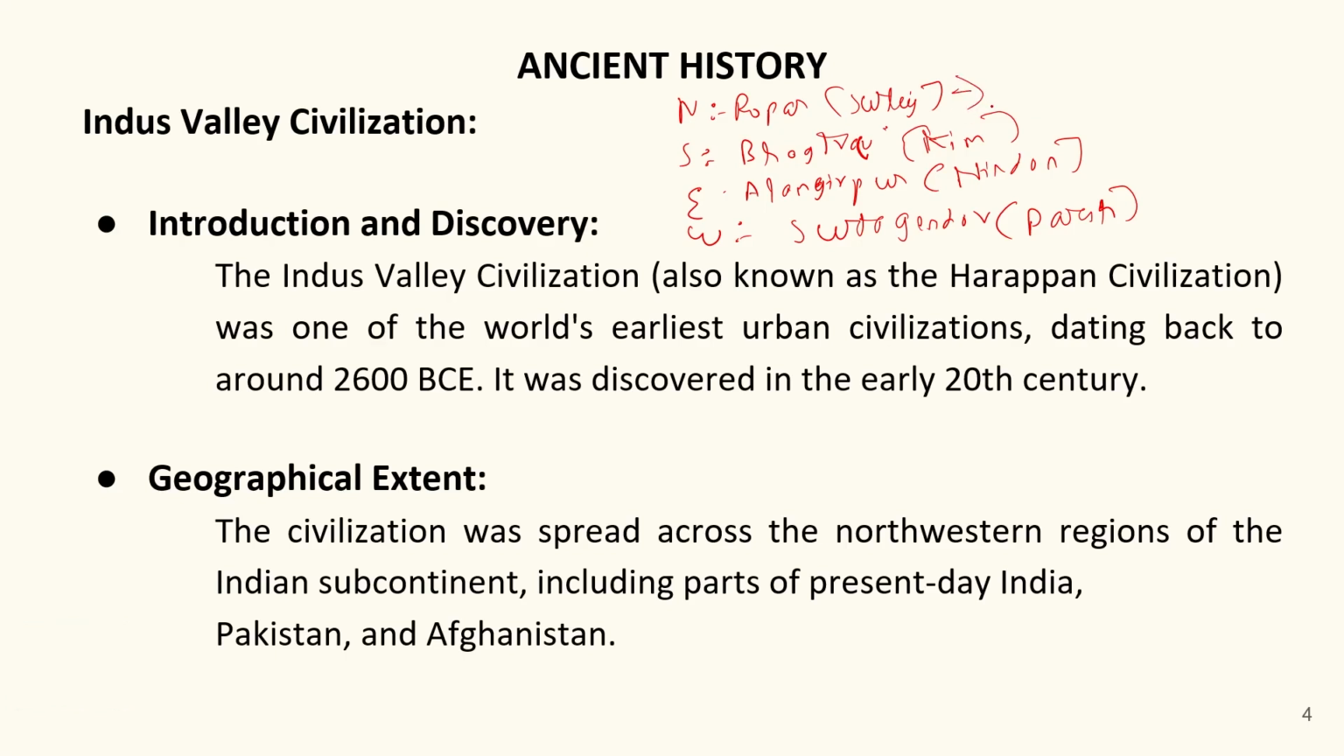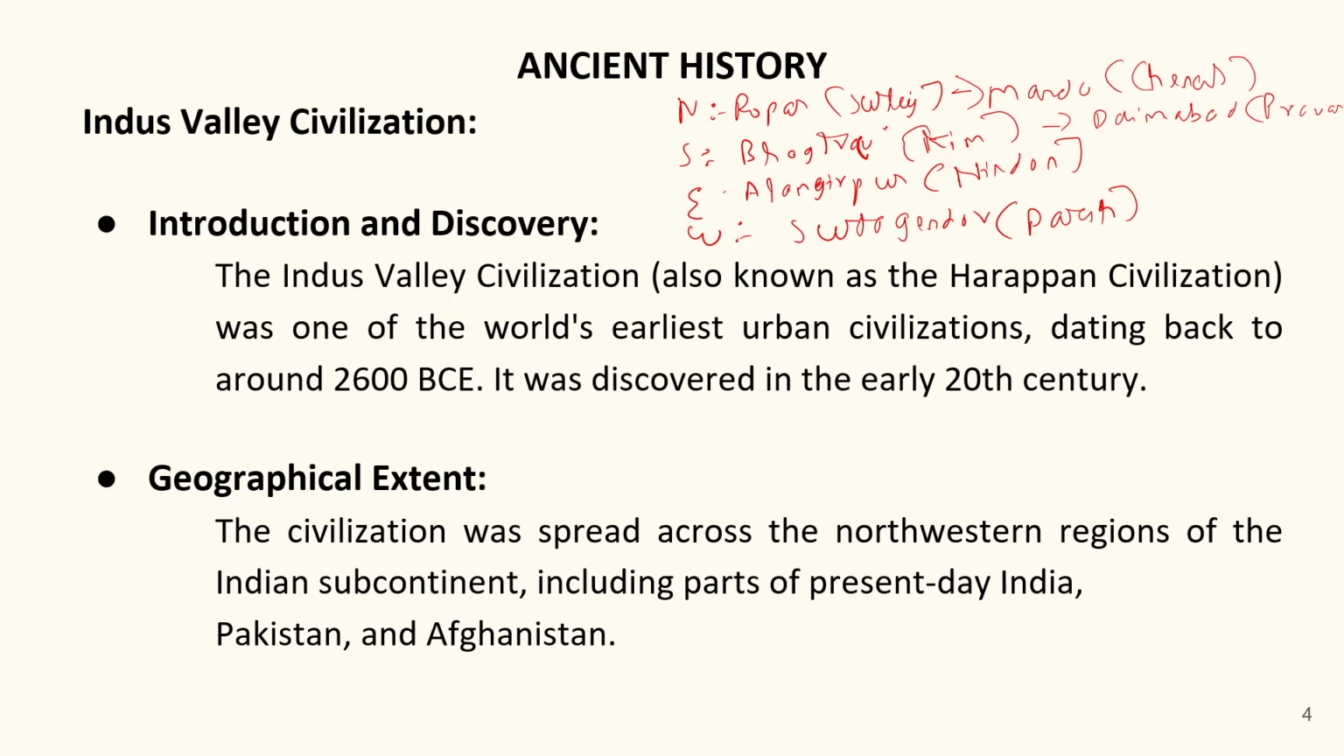Now, in the later times, Ropar was replaced with Manda, on river Chenab. Then the south changed to Daimabad, river Pravara. Got it? So here we have seen that when we talk about the earlier Indus Valley civilization, its extension was only up to North Punjab and in the south up to only Gujarat. Its east was at Alamgirpur and its west was at Sukta Gandor.